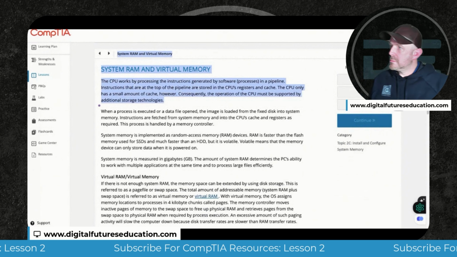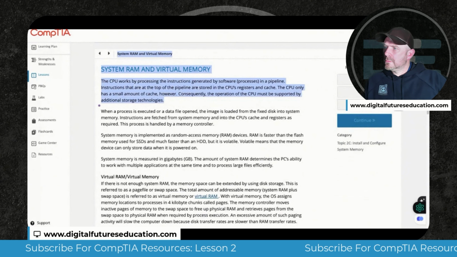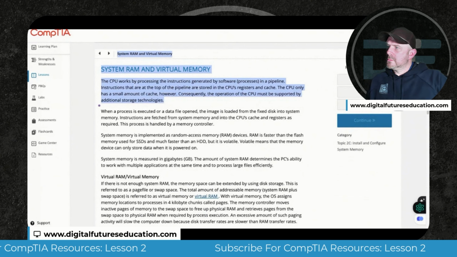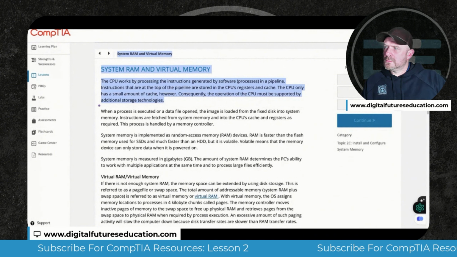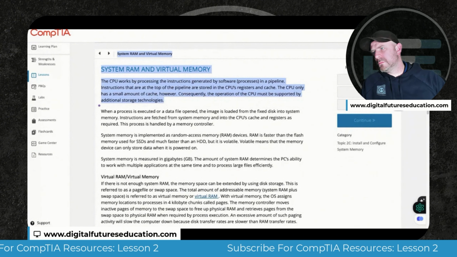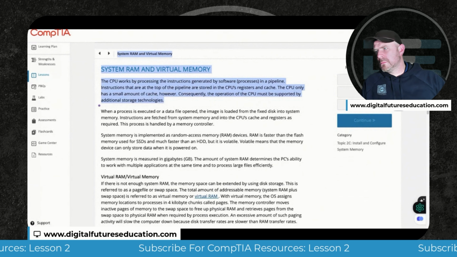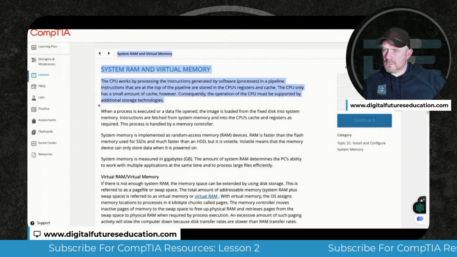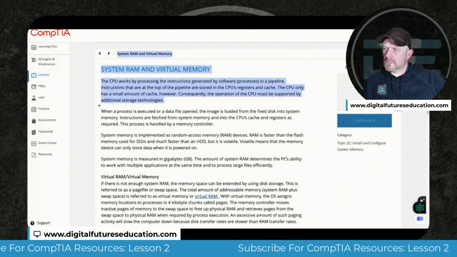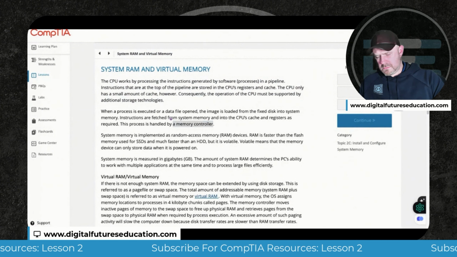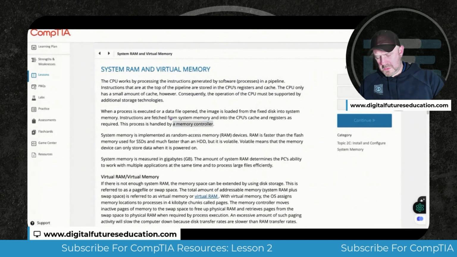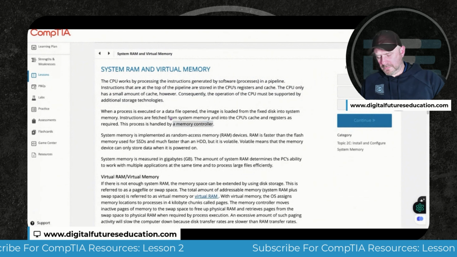When a process is executed or a data file opened, the image is loaded from the fixed disk into system memory. Instructions are fetched from the system memory and into the CPU's cache and registers as required. The process is handled by a memory controller. Anyone want to attempt to describe what a controller is?